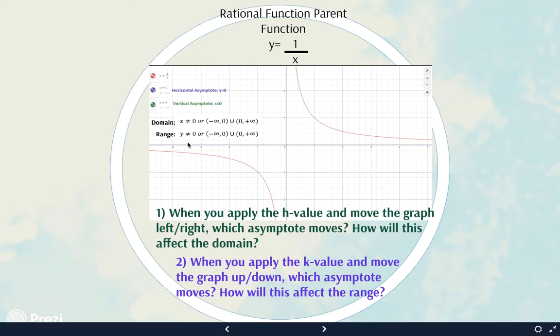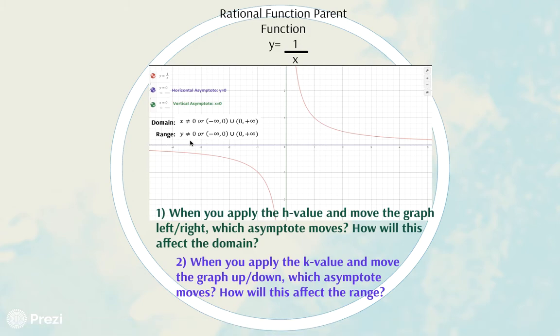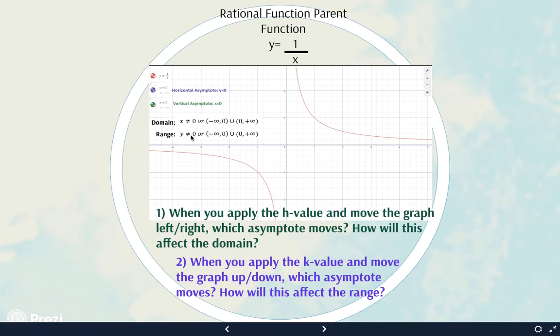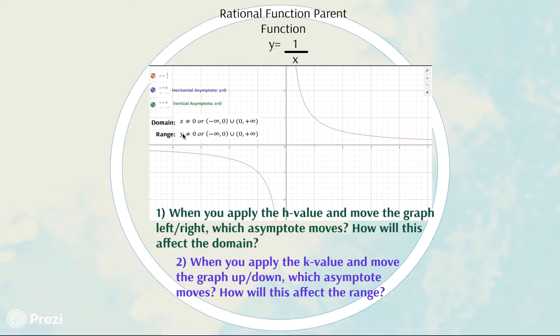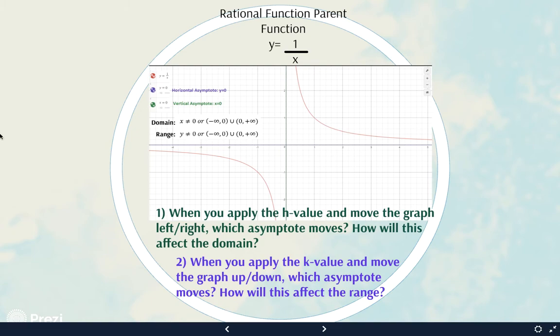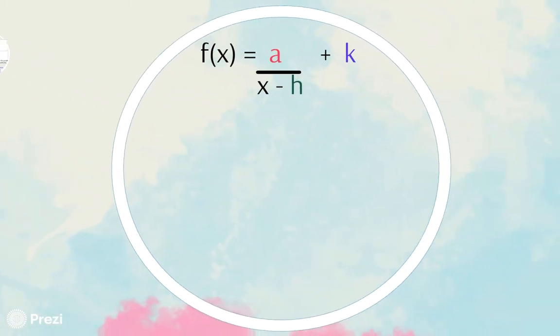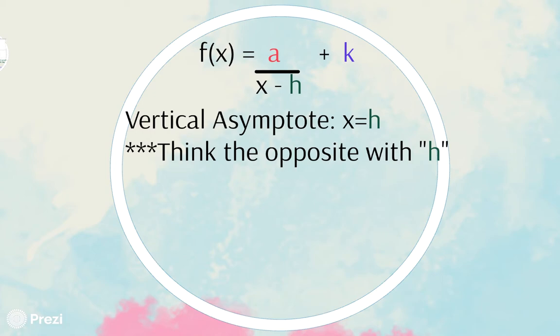This is going to affect our range because it will be where the asymptote is now. If the asymptote moves, the range cannot equal that value. So the range will be y cannot equal whatever the k value equals. If that doesn't make sense, just remember you have to follow these rules.